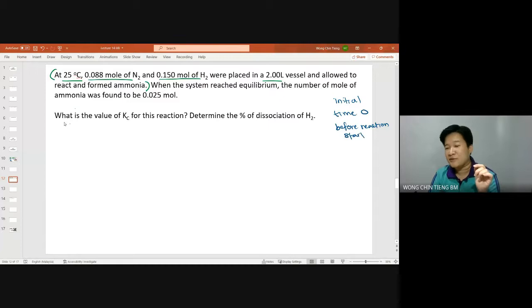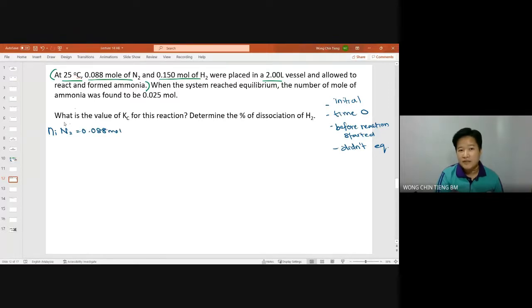Okay, ada. Hang jawab sekarang pun tak apa weh. Sebab saya depan saya still akan ajar kod. Initial, time zero, before the reaction started, ataupun did not mention equilibrium. Bila dia did not mention equilibrium, okay, straight away sayang, data yang dia bagi semua adalah initial. Okay, alright. Semua yang dia bagi adalah initial, bermakna over here I have number of mole initial of the N2 is 0.088 mole. I have number of mole initial of H2 is 0.15 mole.